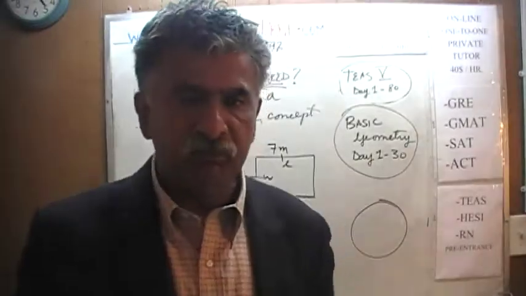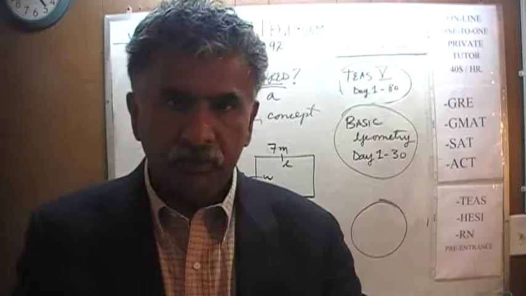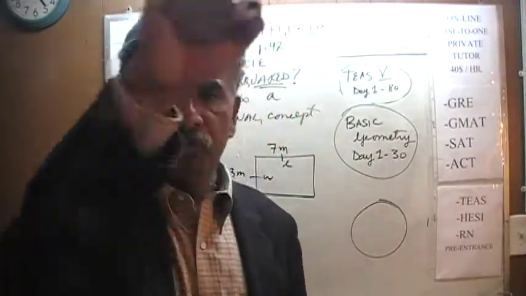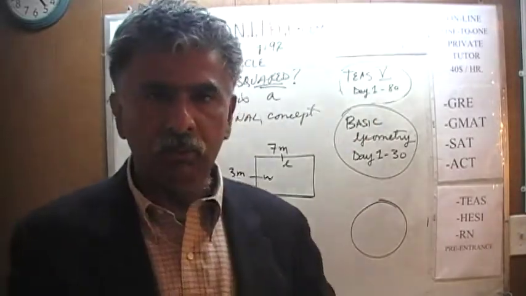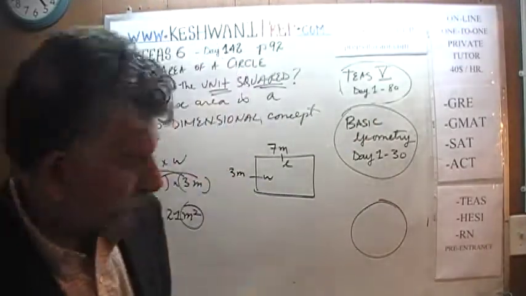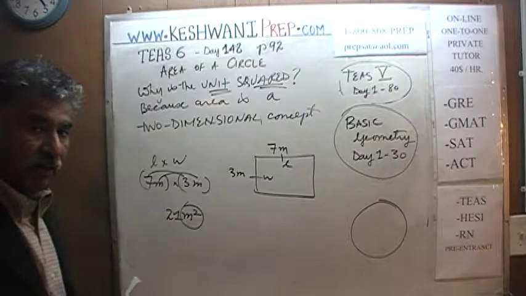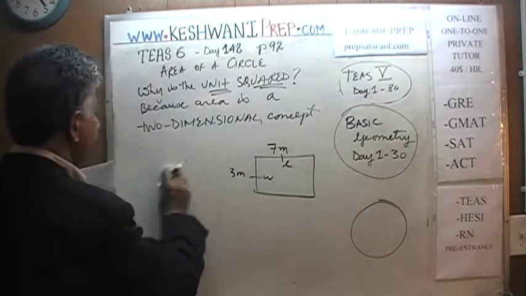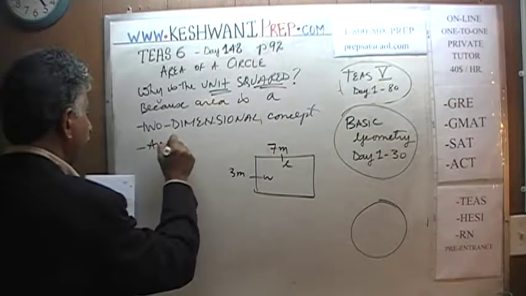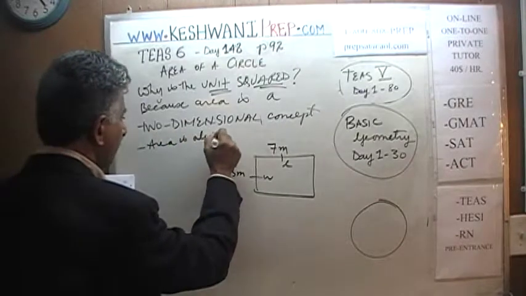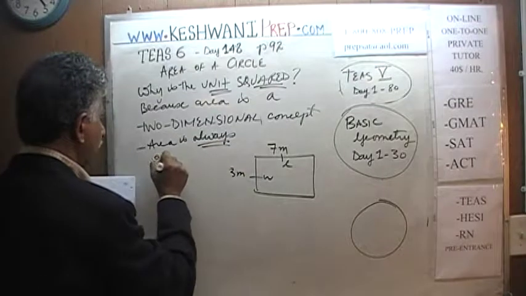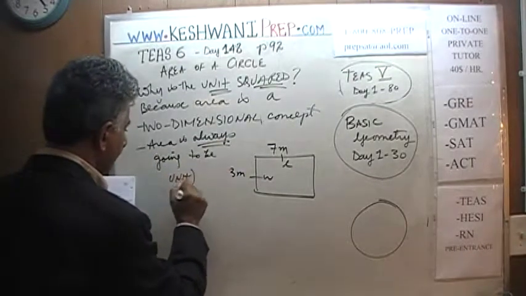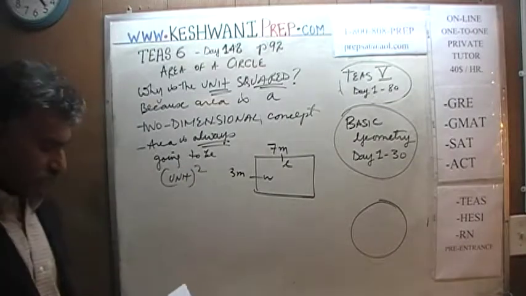If I were to put it on some surface, if I were to put it on a table, or if I were to hang it on a wall, how many square inches is it going to cover on a wall? How many square feet is this painting going to cover on a wall? Well, that's a two-dimensional concept. Do you understand? So therefore, area is always going to be unit squared, whatever the unit happens to be.